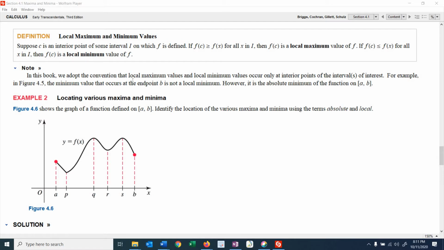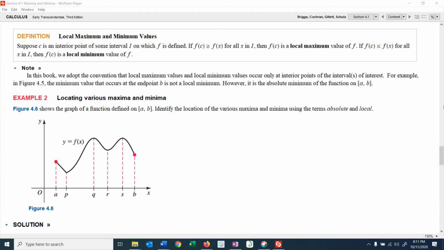Same thing with local minimums. If I ask you to find a local minimum value of f, then it's f of C because it's the y value. So the local minimum refers to the y value. And if I ask for the location of the local minimum, then it's at the x value. And again, the x value in this case would be at C. So be aware of that distinction.